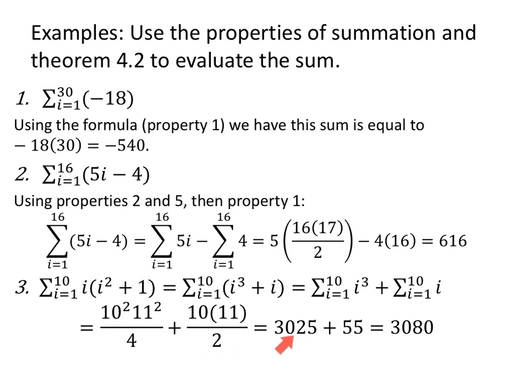Complete each of these. 3025 plus 55 equals 3080. I checked this one twice to make sure it was right, so I'm pretty sure. But you should always hit pause and check my work. I do make mistakes.